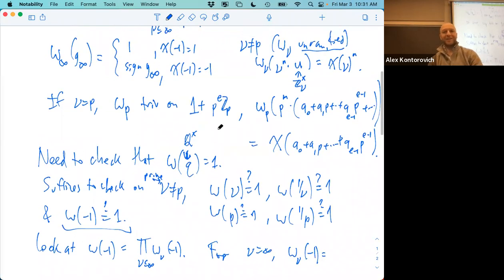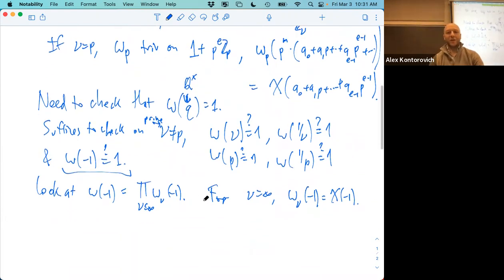Well, it depends on whether chi is even or odd. If chi is even, then we get a 1. If chi is odd, we get a -1. In other words, we get exactly the same thing as chi of -1 itself. If chi is even, we get a 1. If chi is odd, we get a -1. Because the sign of -1 is -1. Right. Okay. So now I'm trying to prove this.